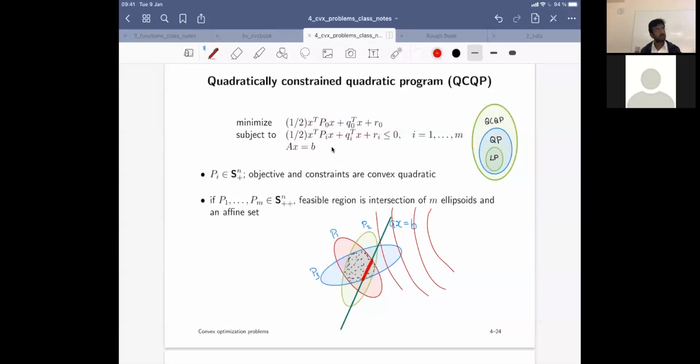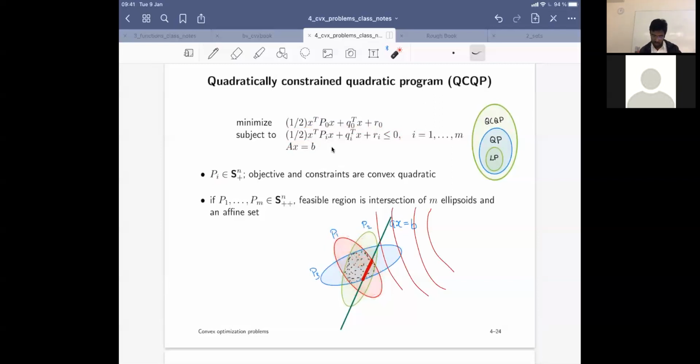You'll have level curves like this because it's a quadratic function, right? And now what is the feasible region? Corresponding to each inequality, this is a quadratic inequality, which gives you an ellipse, right? This we already saw in the first class. So corresponding to each P, for example, if you consider a particular P1, you will get an ellipse whose axis lengths will be determined by the eigenvalues, something like root lambda 1, lambda 2.